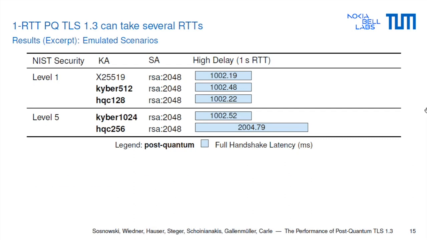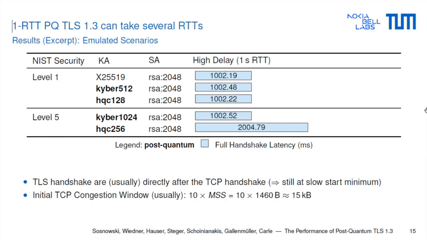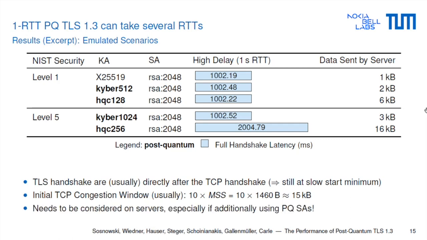To understand this, you have to keep in mind that TLS handshakes are usually directly after the TCP handshake. So TCP is still at the slow start minimum, which is, depending a bit on the operating system, 10 MSS. For Ethernet, that's 15 kilobytes. And if we have a look at the amount of data that is sent by the server, HQC just surpasses this 15 kilobytes, which adds an additional round trip time. So if you configure these algorithms on your server, you have to keep that in mind, especially if you're also using post-quantum signature algorithms that also, of course, increase this.